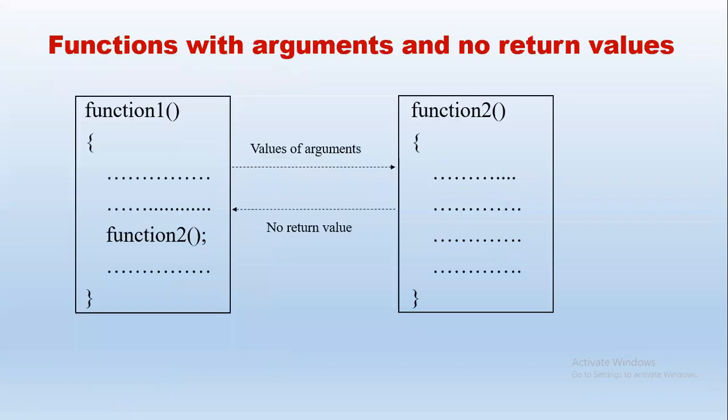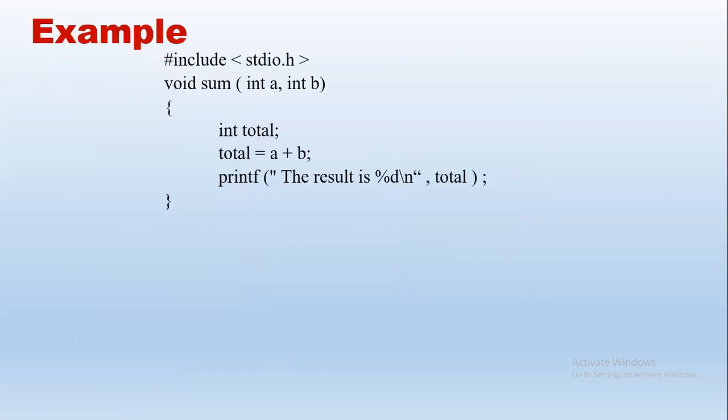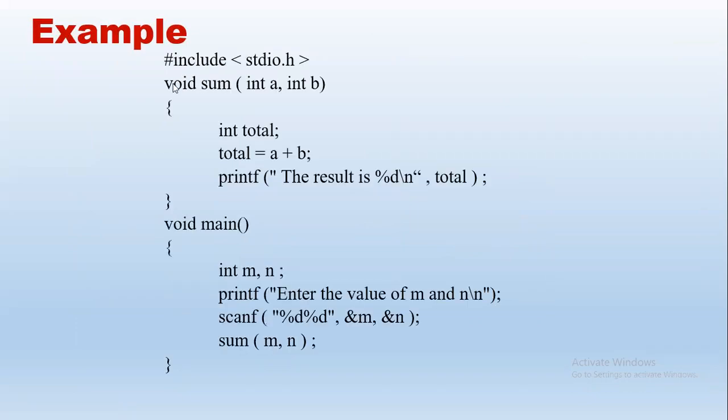What is the second one? With parameter or with arguments, but no return value. So function 1 has taken parameters. It will send them to function 2, but function 2 will not return anything. It will simply print the answer there itself. It will not give it back to function 1. How is this? So header file, then function definition and main. Even though we have defined the function definition here, this will just be scanned and it will not execute. So control starts from main only.